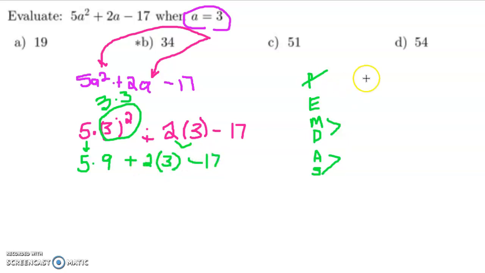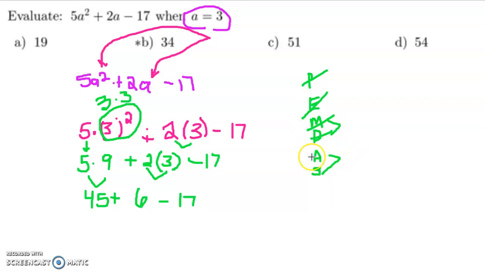All right, now I've done exponents. So my next step is multiplication and division, working left to right. So I'm going to start here on the left, and I'm going to work through some multiplication. First, I have 5 times 9, which is 45. Plus, because I'm not doing addition next, I'm doing multiplication, 2 times 3, which is 6. And then I bring down the minus 17. Okay, I've done my multiplication and division because I have no division.